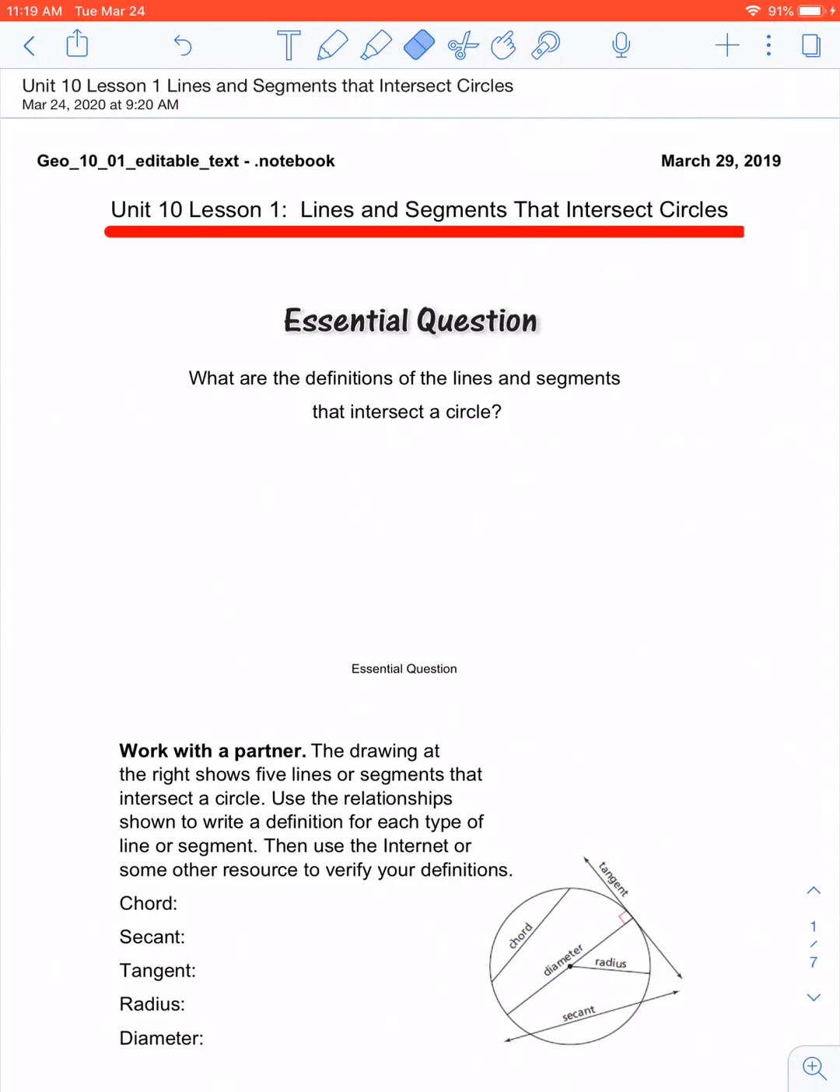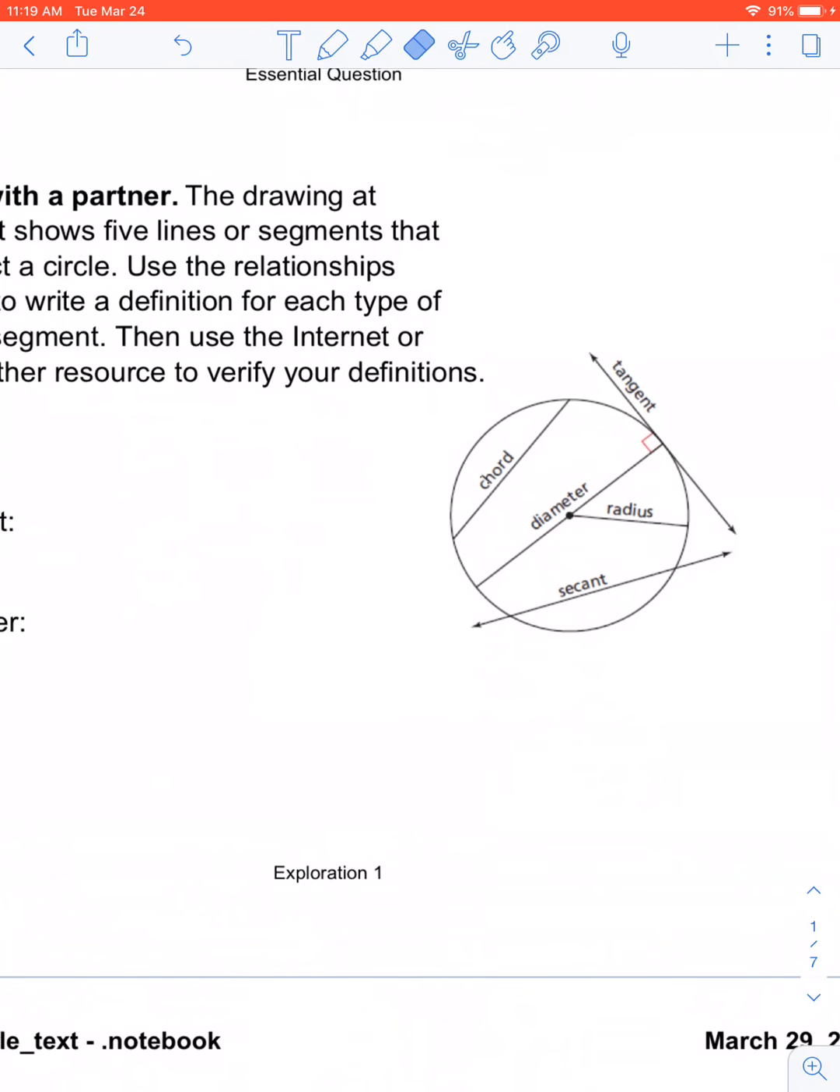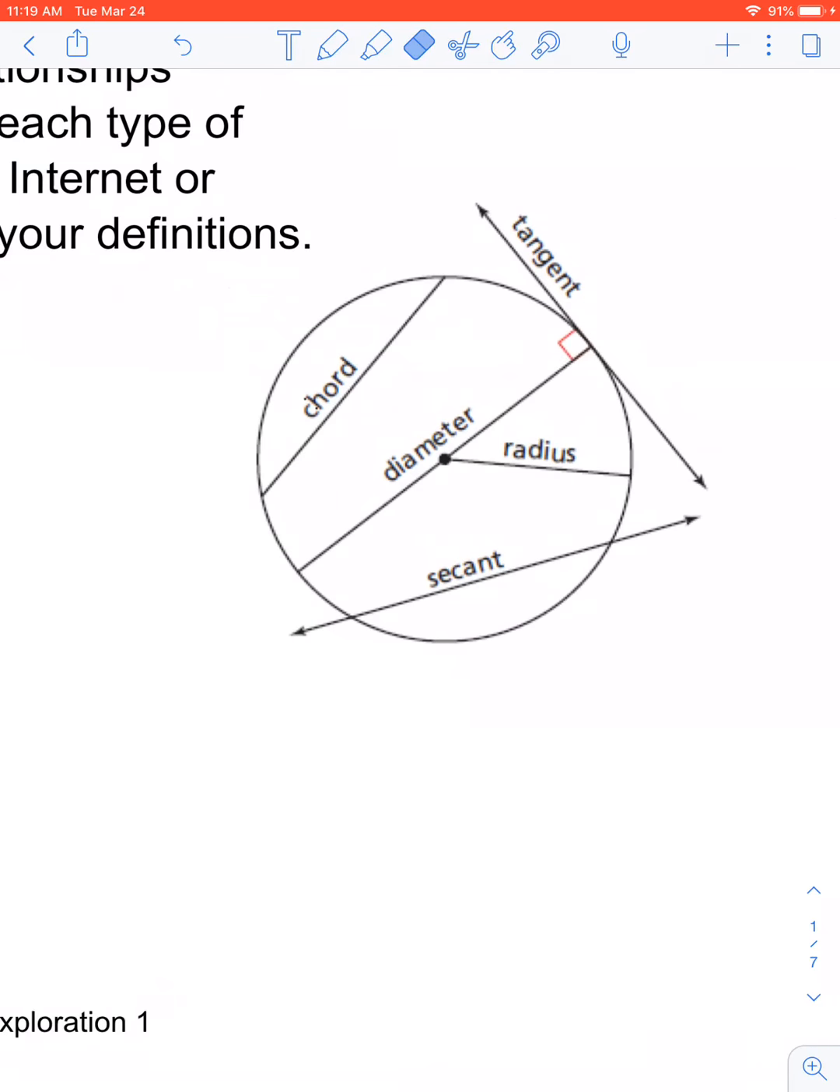Hello, geometry students. I hope you are looking forward to your first e-learning lesson. We are going to begin a new unit on circles, and our first lesson is going to be about the lines and segments that intersect circles. So the first thing we need to do is talk about the parts of a circle. We have some vocabulary to talk about.